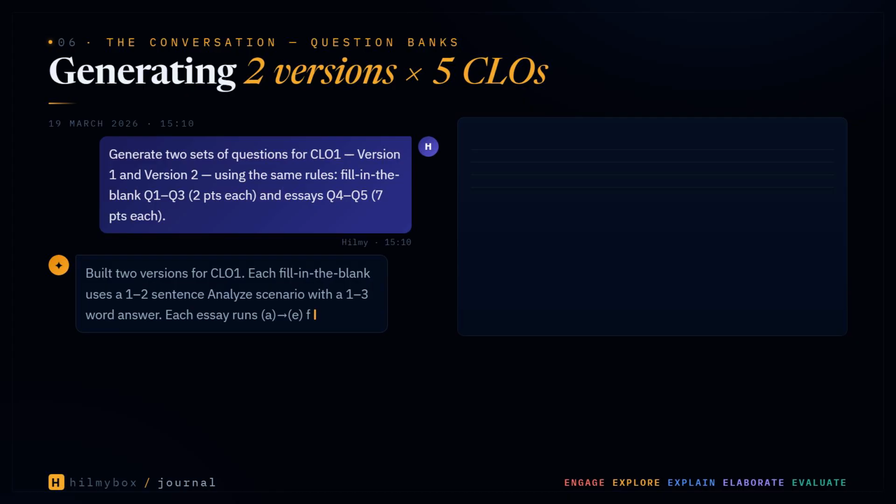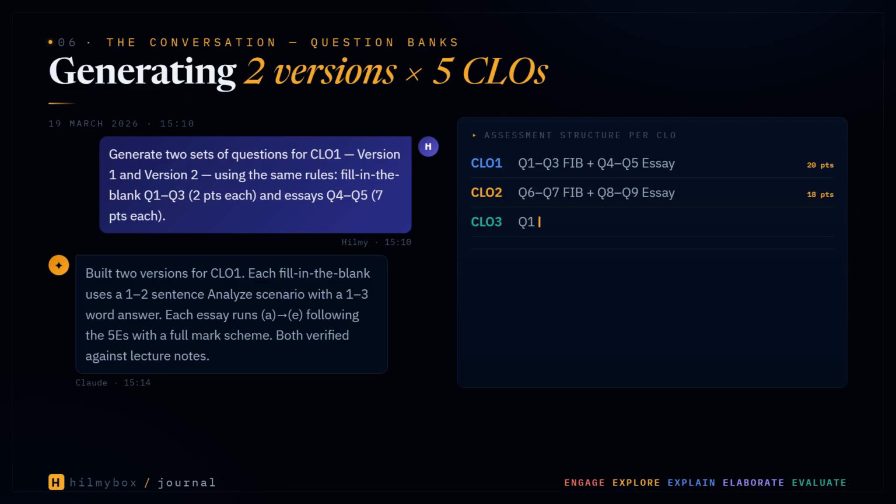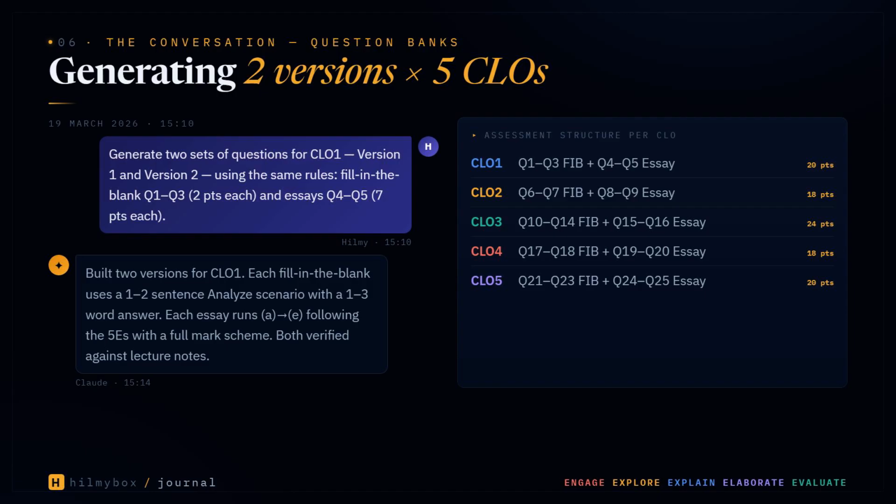Each fill-in-the-blank uses a 1 to 2 sentence analyze scenario with a 1 to 3 word answer. Each essay runs A through E, following the 5 E's, with a full mark scheme, both verified against the lecture notes. The assessment structure per CLO: CLO 1, fill in the blank plus essay, 20 points. CLO 2, 18 points. CLO 3, Q10 to Q14 plus essays, 24 points. CLO 4, 18 points. And CLO 5, 20 points.